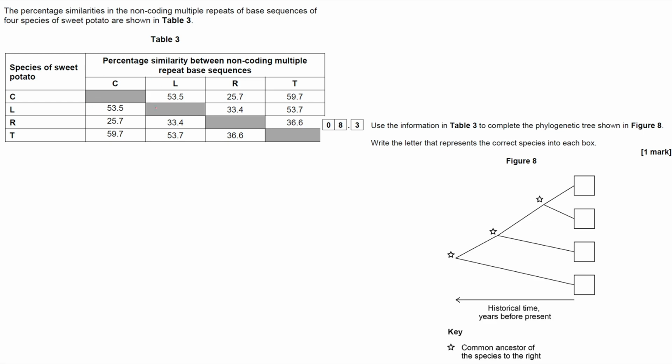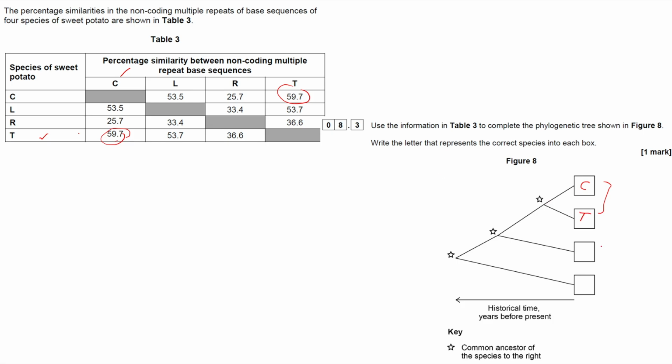So if you look here, the highest similarity is here, 59.7, and that is between C and T. Or you can see even here 59.7 between T and C. So if you look at the phylogenetic tree, these two are very closely related. So obviously one of them has to be C and one of them has to be T. It doesn't matter, you can write first C or T.